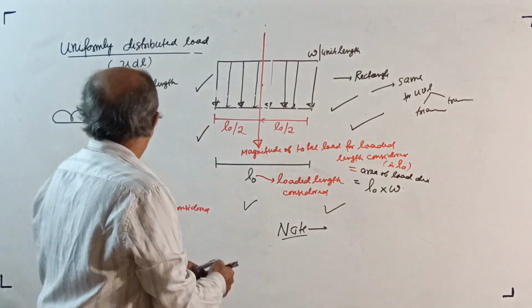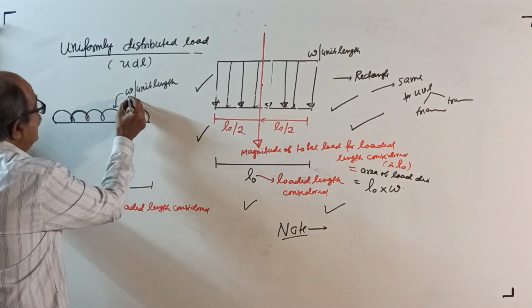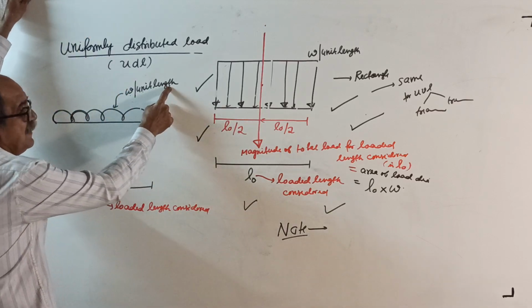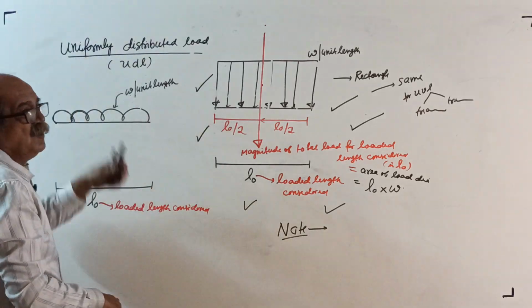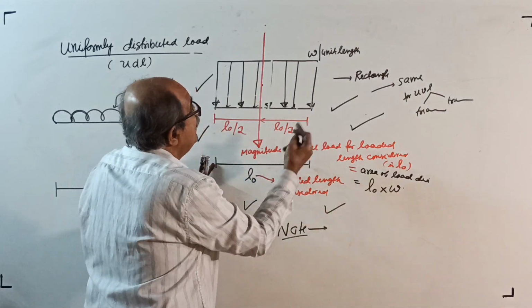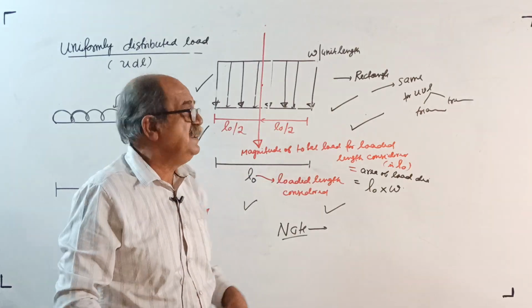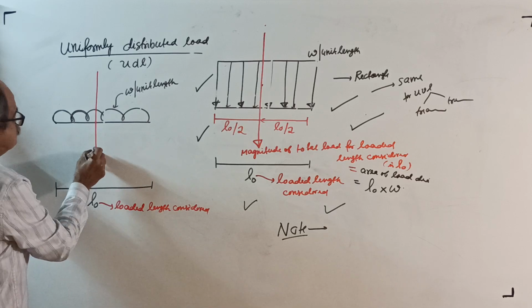What we will do is, see here, we will write the UDL like this. But write W per unit length. W is the intensity, that is load per unit length. Loaded length is L naught. We will do some other way. Here see, base is L naught, height is W. Area I told, base into height. But here what we will do is, see, total load.